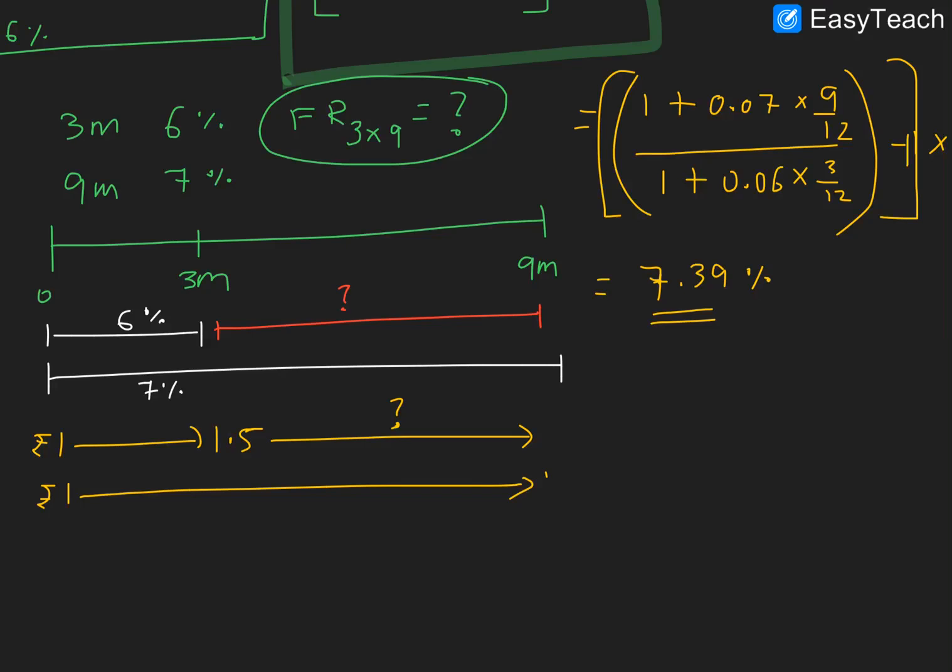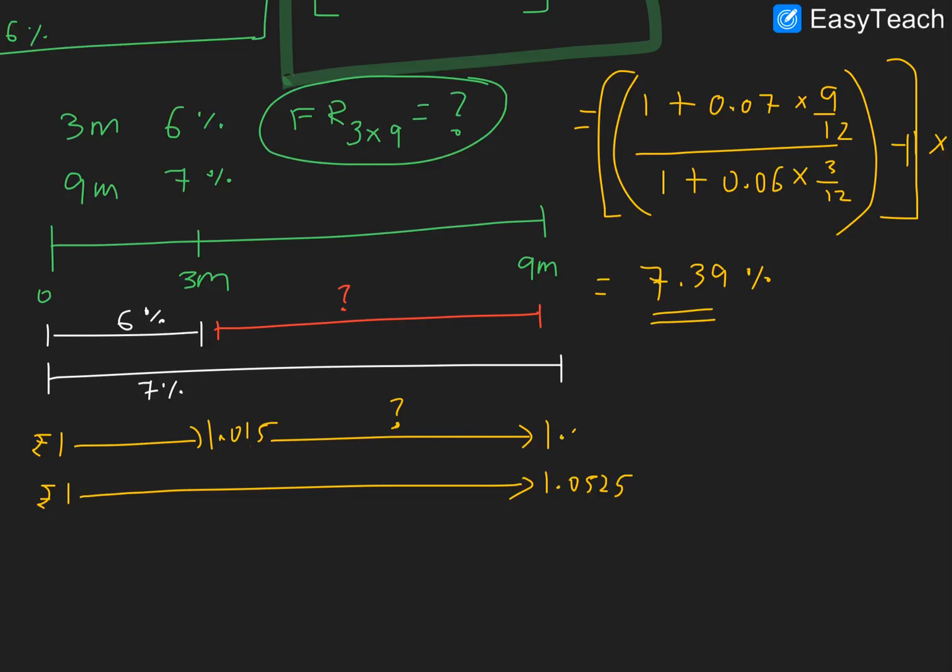So that becomes 1.0525. This becomes 1.0525. I want to know what is the rate at which it is really growing, so that it becomes this much.